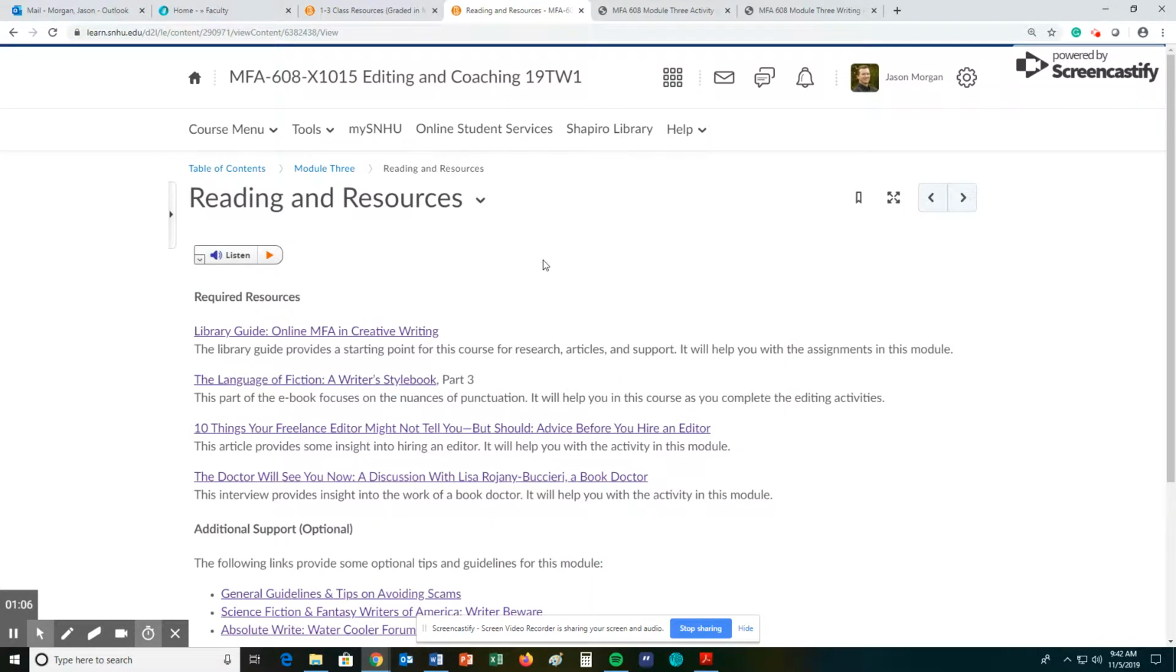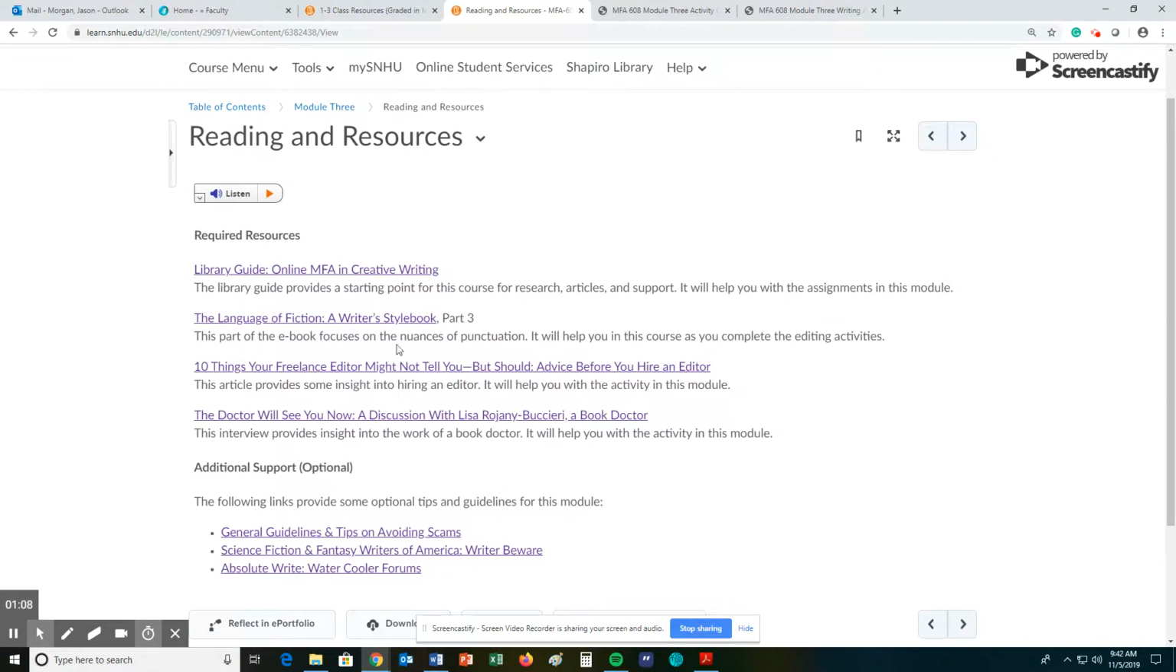The reading and resources. These are excellent, excellent readings and resources, especially these two right here. They're not very long. They're like websites. And then the additional lesson that we'll have this week, I will post another announcement about scams and a concept about that. So make sure you get out of this class what you put into it. Spending time on these resources will only help you with the assignments and broaden your education.